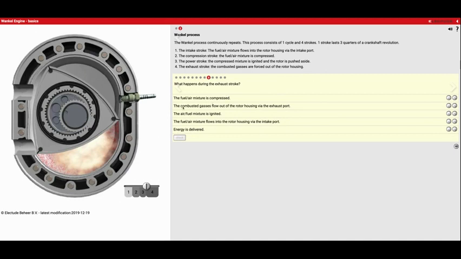So we find that one right here. The combusted gases flow out of the rotor housing, which makes the rest of these false. Going on to number 10.